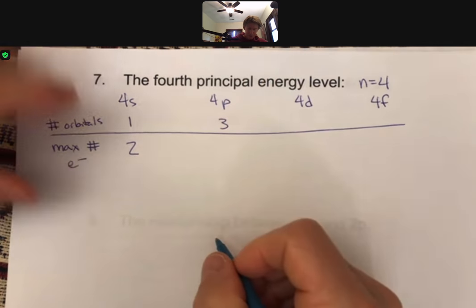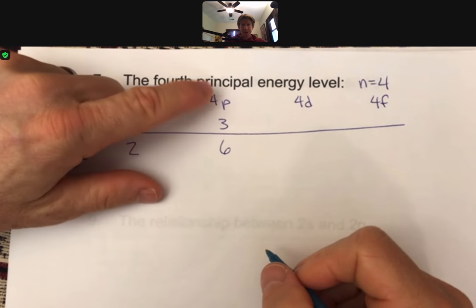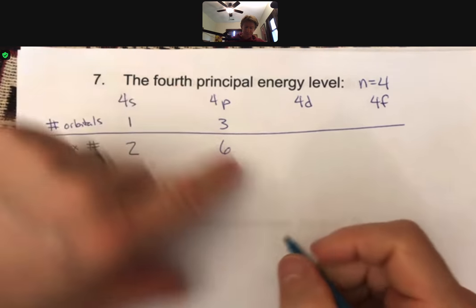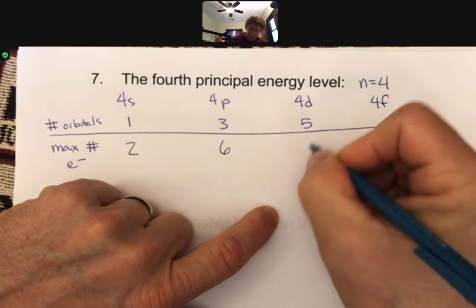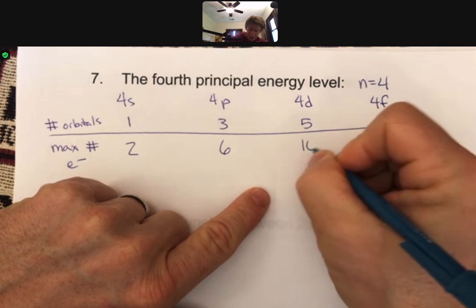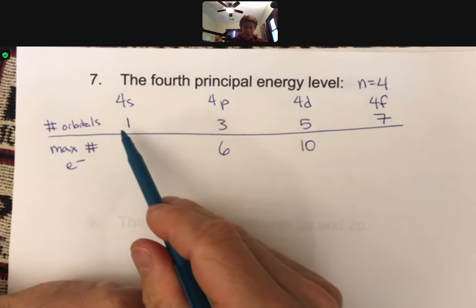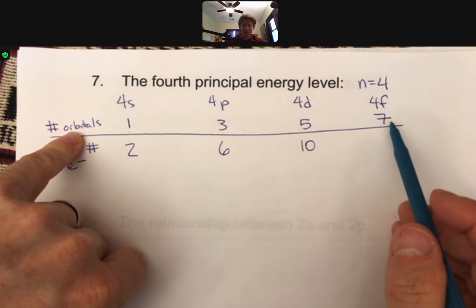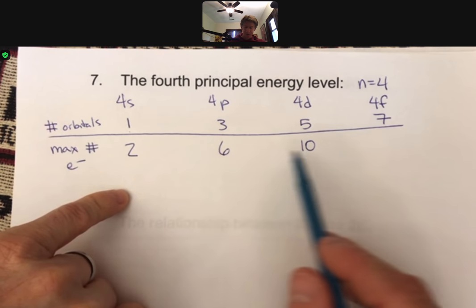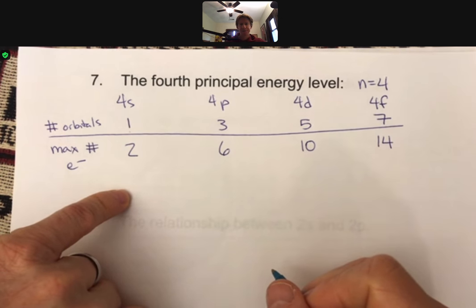Three orbitals for a max of six electrons. And now we know of 2p, 3p, and 4p. Five for any d sublevel. And that's going to lead to 10 electrons. And seven for f. And so I wanted to show you this pattern. It's 1, 3, 5, and 7 orbitals. So odd numbers. Double those to get the number of max electrons.